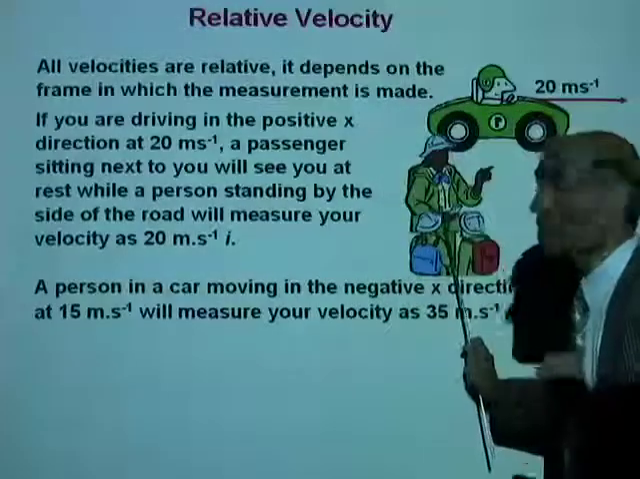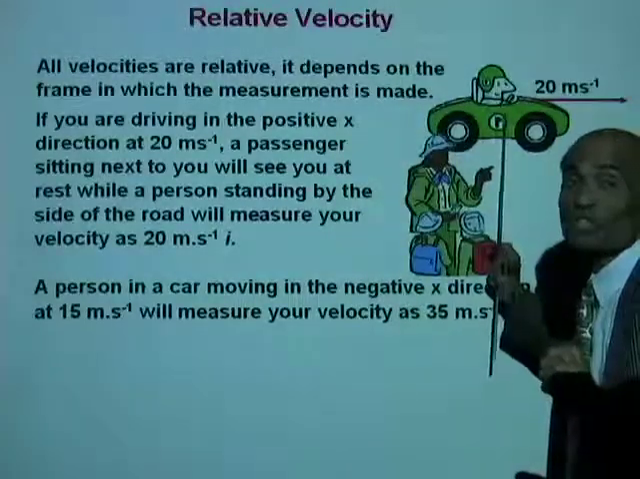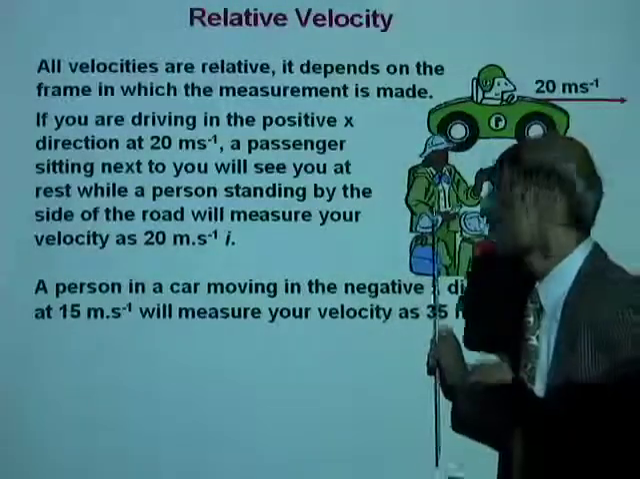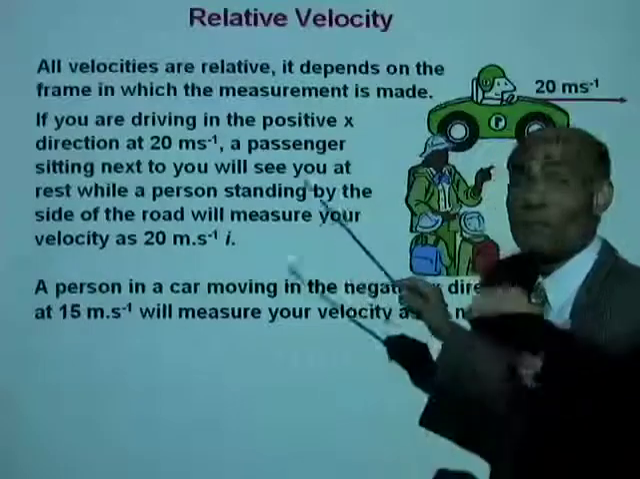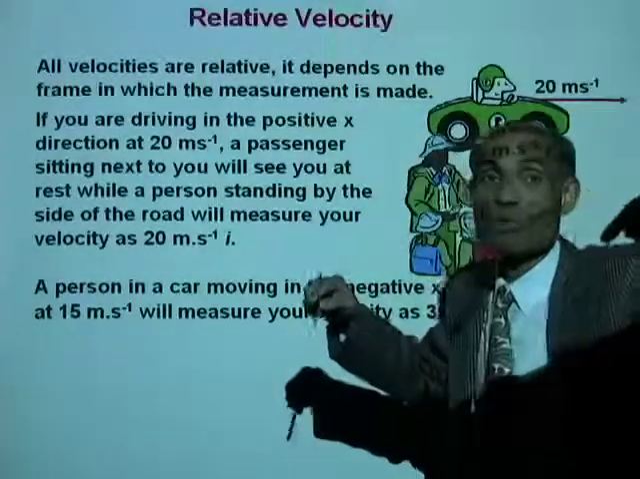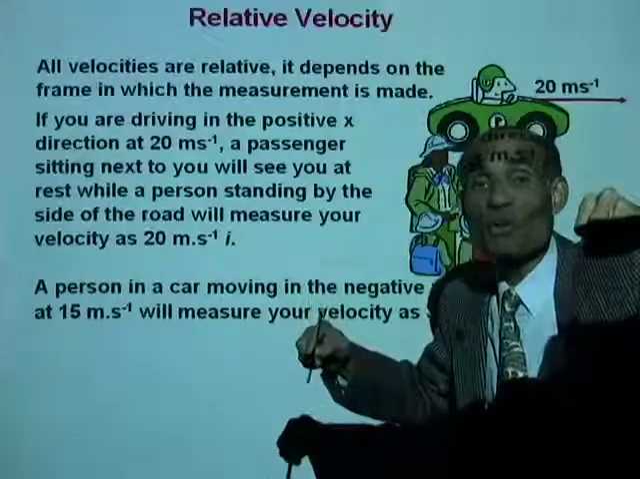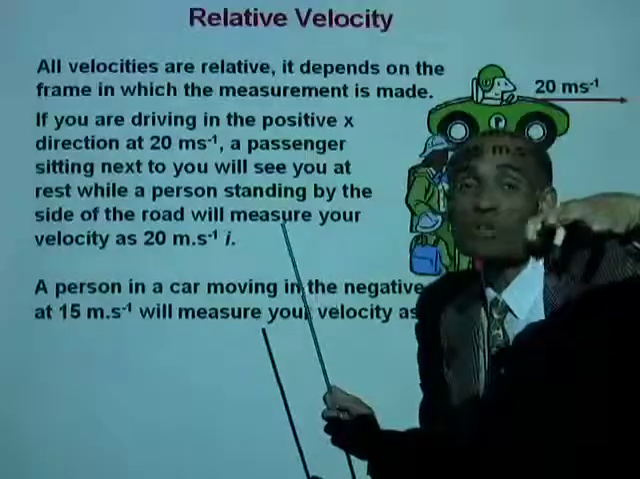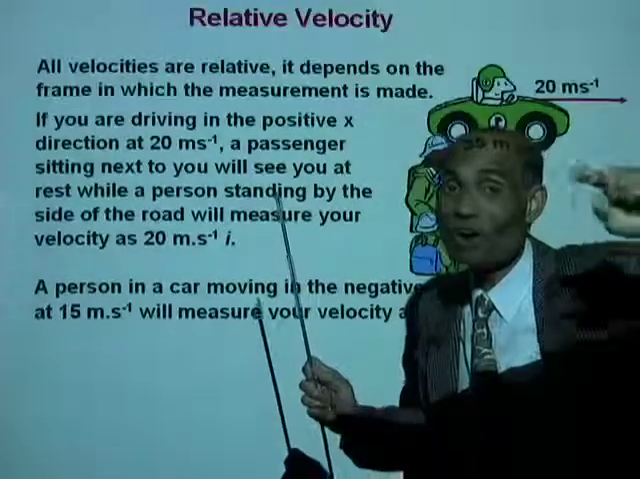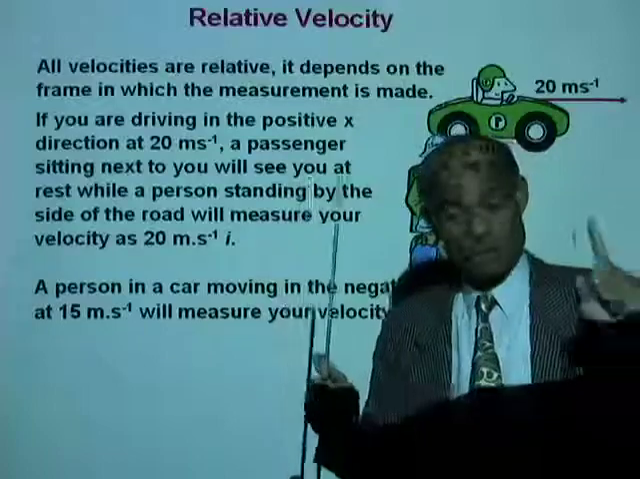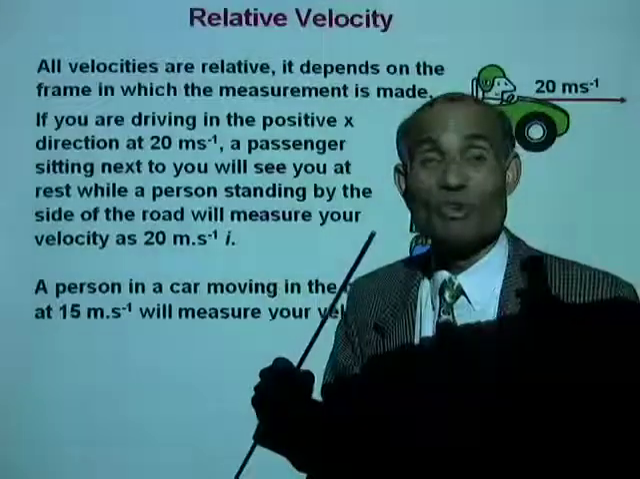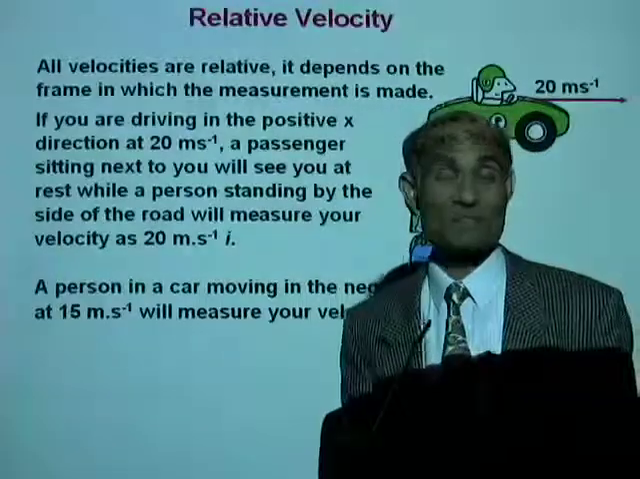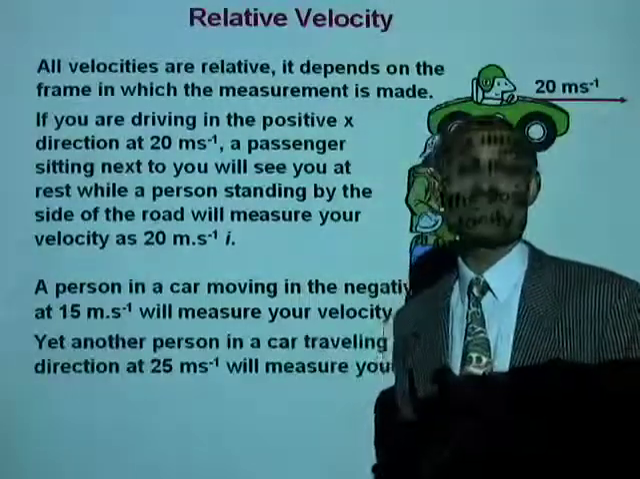A person outside will measure your velocity at 20 meters per second i. That is from this frame of reference. A person in the other car that is moving west will measure your velocity at 35 meters per second, and that measurement is made from the frame of reference of that second car.